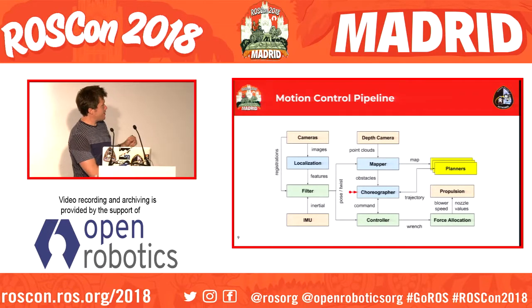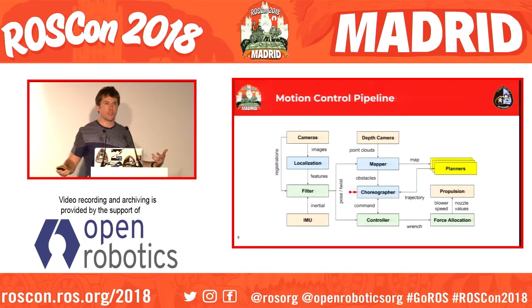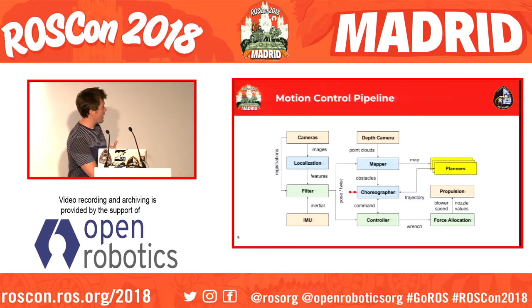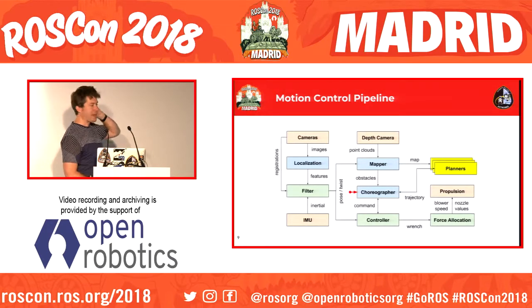Finally, the thing I want to mention is that the choreographer is essentially the orchestrator of motion in the system. So this red arrow indicates this is where high-level control comes from our executive block. So we say, hey, we want you to move this way. The choreographer then uses the planners to plan some sort of motion that gets you there, and I'll talk a little bit more about those, and then feeds it to the controller, which then forwards it onto propulsion.